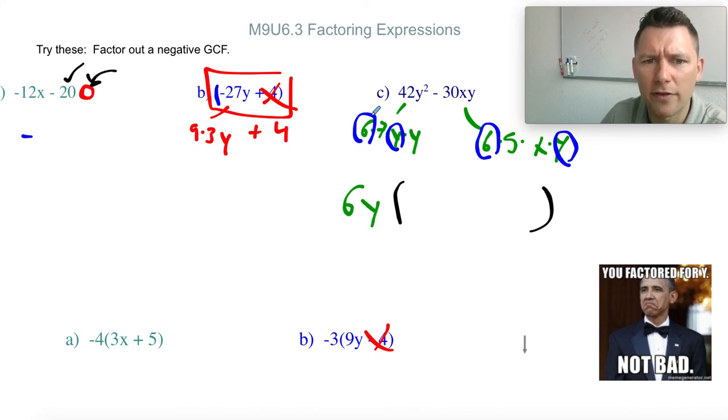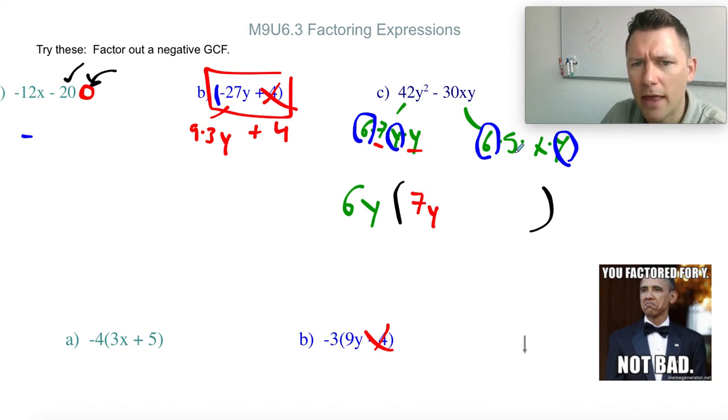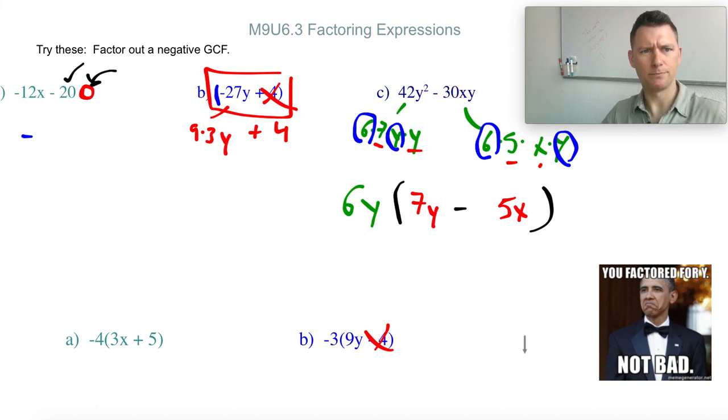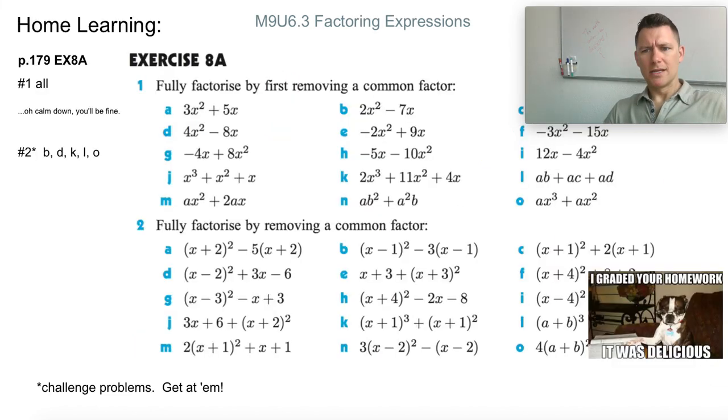And inside the parentheses, we're going to leave all of the stuff that was left over, 7 and y, 7y, and 5 and x, 5x. Cool. And this was positive, staying positive. This is negative. I guess we'll leave a negative. Cool? Great.